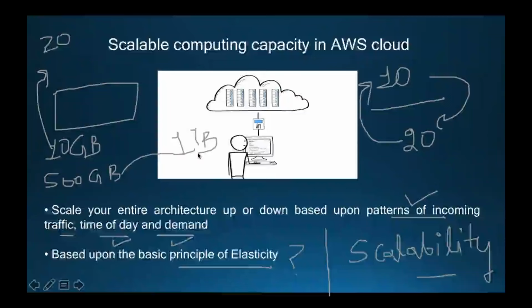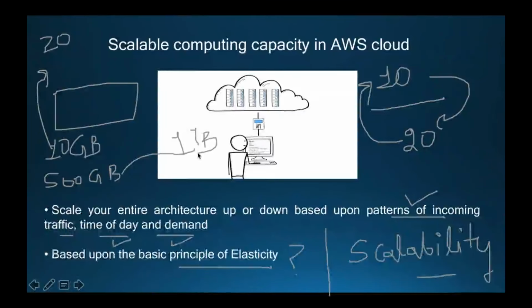Scalability means that you are adding more resources to existing servers, existing machines. Elasticity is quite opposite to it. Instead of increasing the resources of your existing servers, you are increasing the number of servers. Elasticity means go big but don't go wide. That's a difference. Scalability is quite opposite to elasticity.